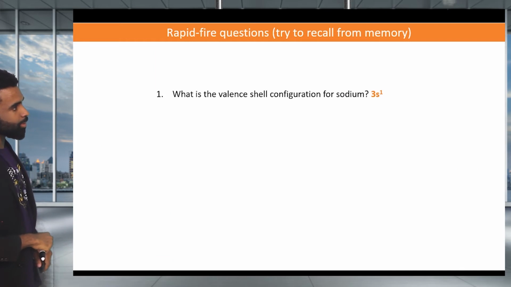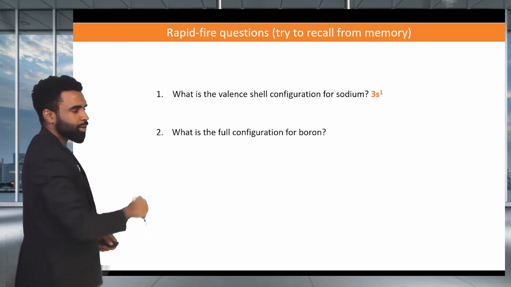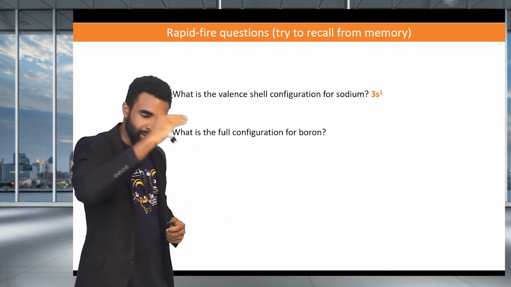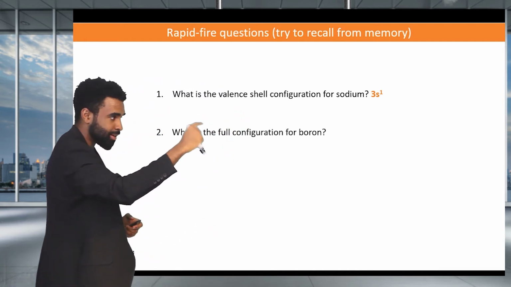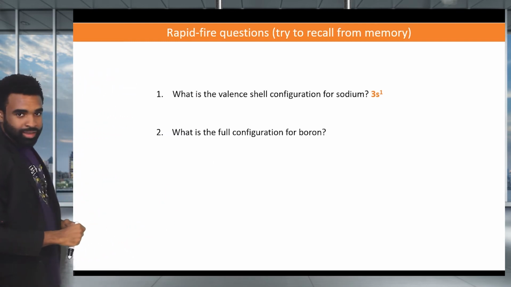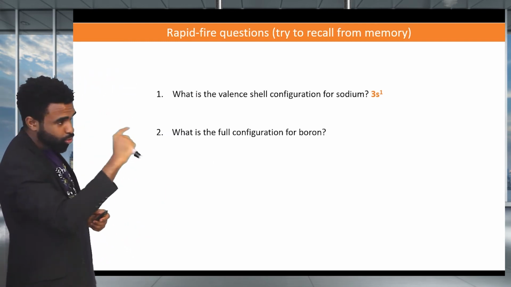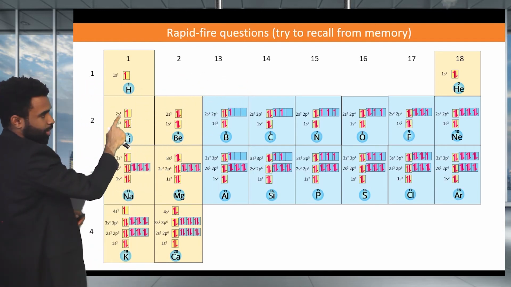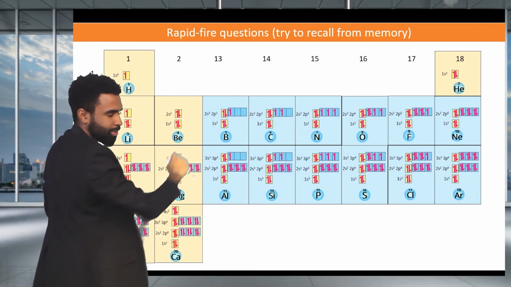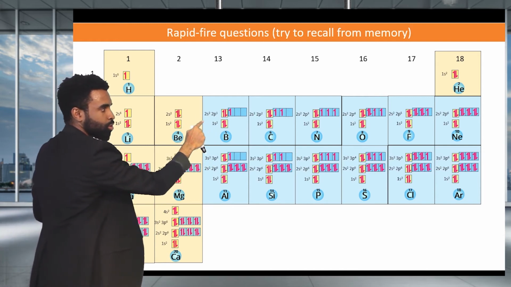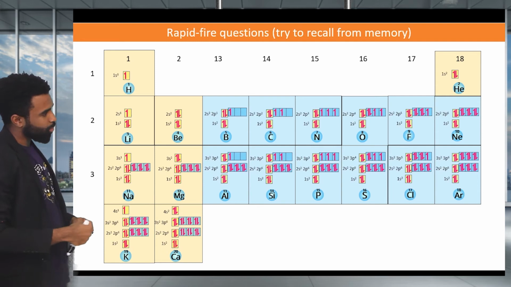Let's try the next one. What is the full configuration for boron? Again, think back to Lee and his girlfriend. We have Lee babe. The B there stands for boron, and therefore we're just in period 2. So we have 1s2, first one, then 2s1, 2s2, 2s1, 2p1 there for boron. So the full configuration is 1s2, 2s2, 2p1.